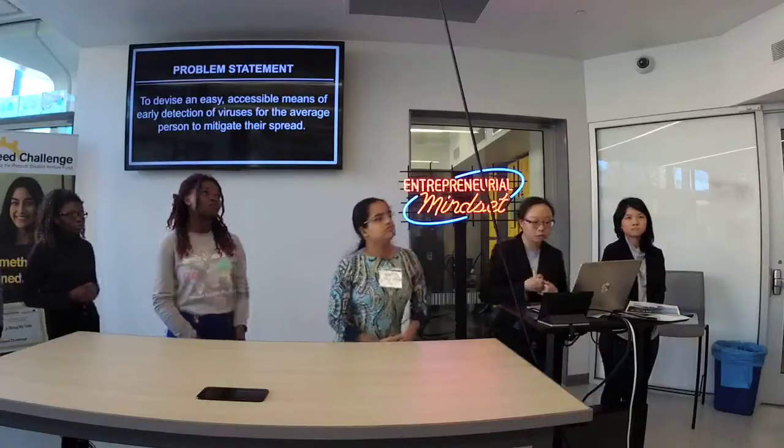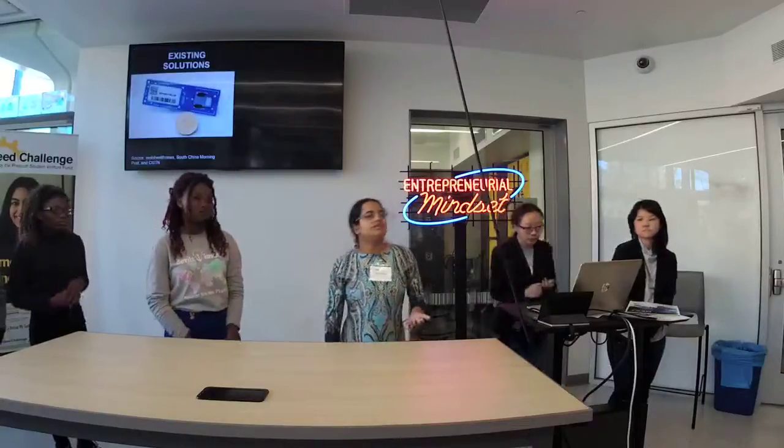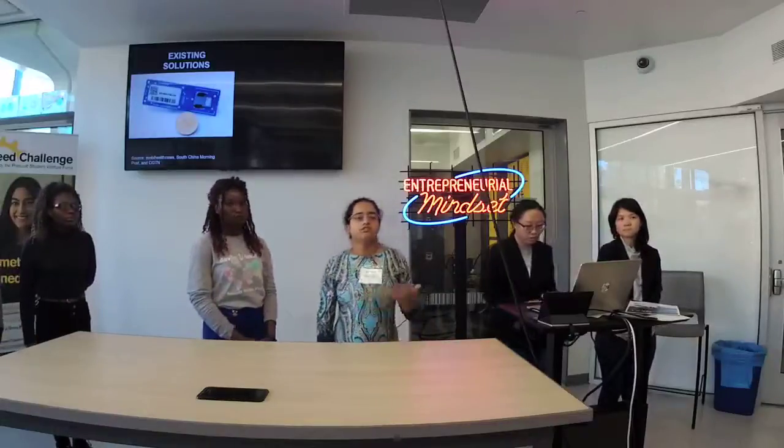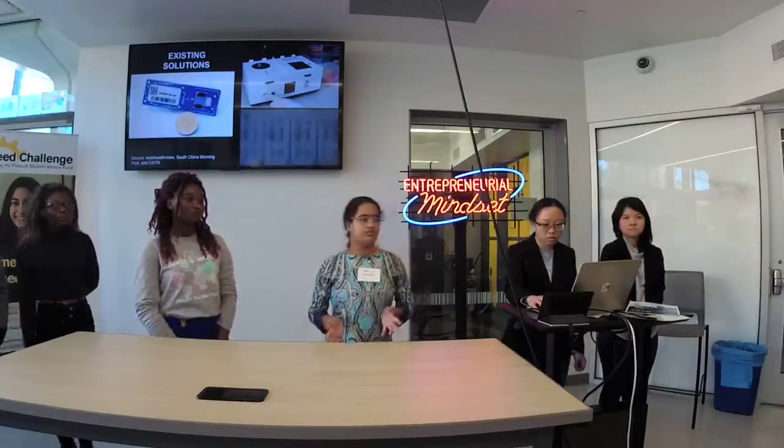So our problem statement is to devise an easy, accessible means of early detection of viruses for the average person to mitigate their spread. Currently, some of the existing solutions include a lab-on-chip, as well as PCR machines, which both use blood samples to determine the presence of viral DNA in the patient's blood. And the solution that was just published yesterday also takes patient blood, but instead uses antibodies and only takes 15 minutes.